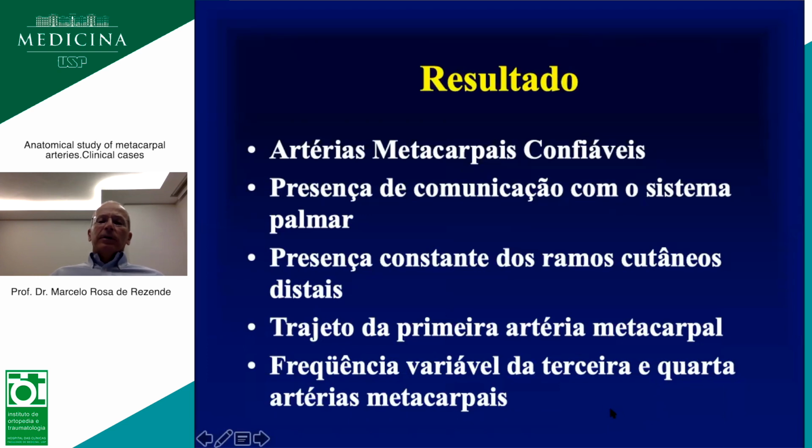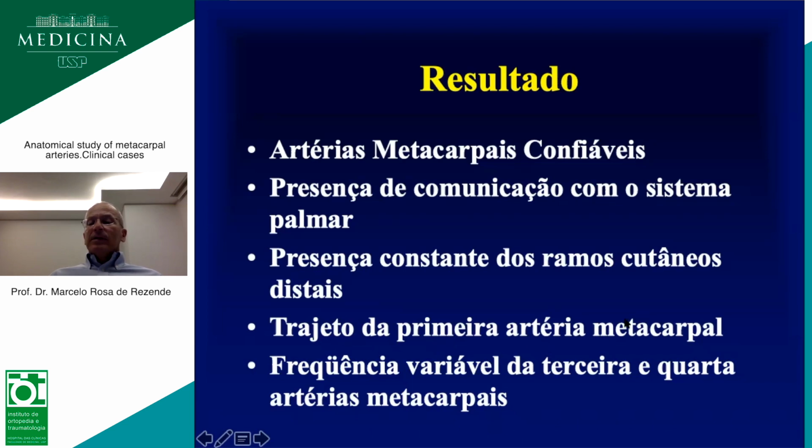Our results are that the metacarpal arterial system is a reliable one. We could see the communication of the dorsal with the palmar arterial system. It is also reliable in the presence of the cutaneous branch distally.